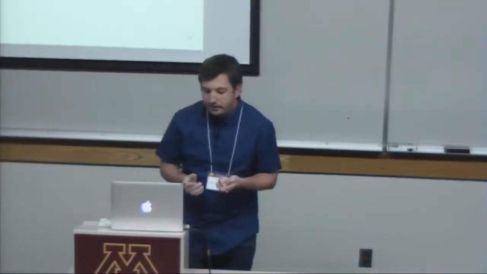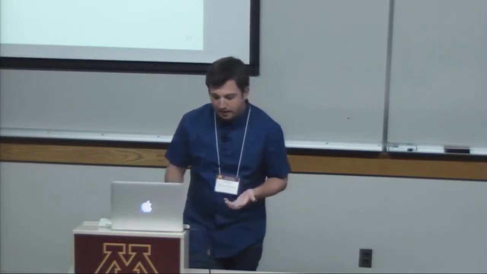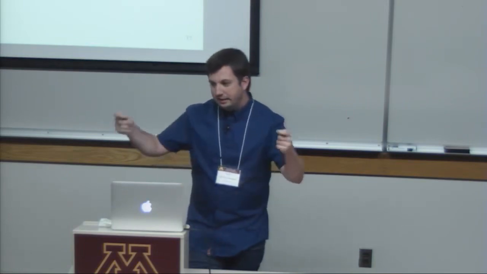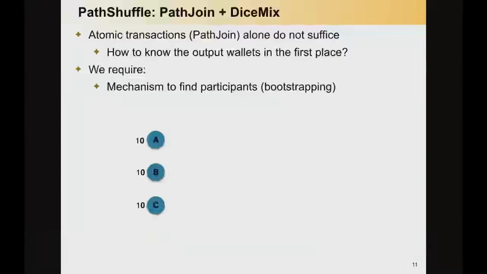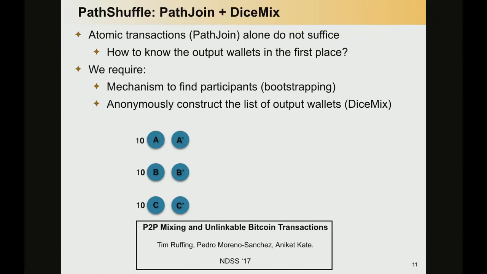But as you can imagine, this alone doesn't suffice to have anonymous payments in the credit network. So the main problem is that we have to come up with a way to get the list of output wallets. And for that, we first require a mechanism to find participants that want to participate in our PathShuffle, in the mixing mechanism. And second, we actually need a way to construct this anonymous list of output wallets. And for that, we use a protocol that we defined this year in NDSS, and it's called DashMix.